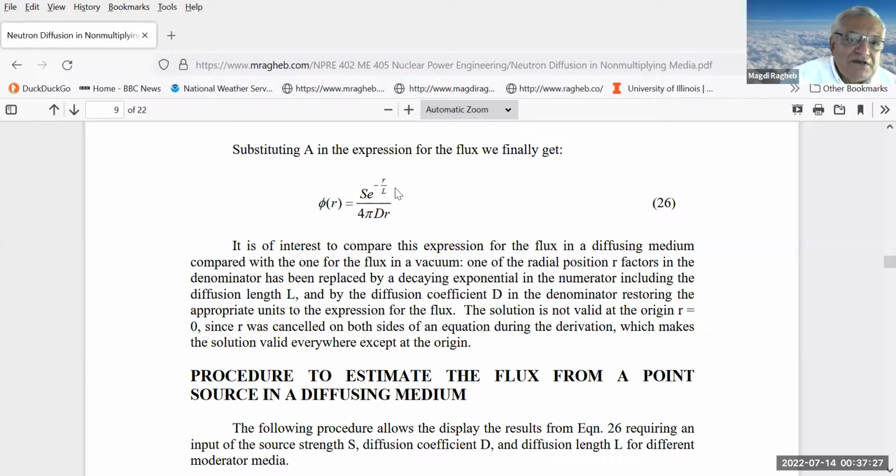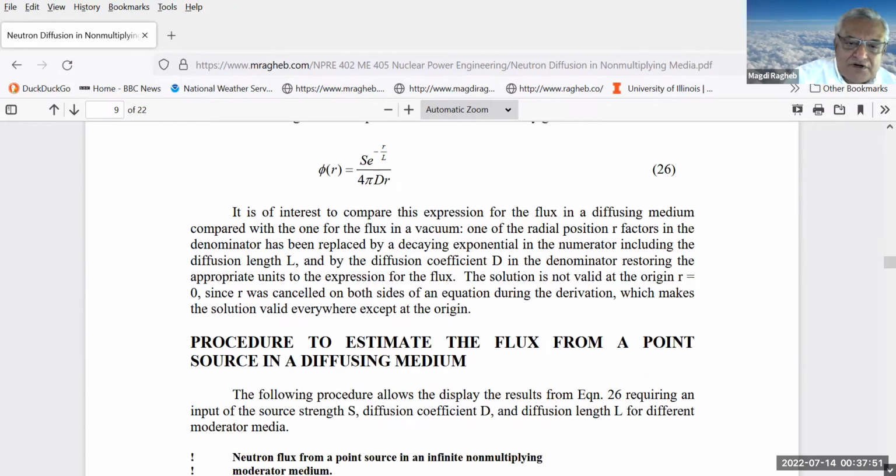So it does not apply at the origin. We call it a singular point, or a singularity, if you want to call it. And notice that it is the same as S over 4 pi R squared in terms of the units, because D has a unit of a distance. So instead of R squared, I have now the diffusion coefficient multiplied into R, and I have that exponential decay that describes that the neutrons are being absorbed.